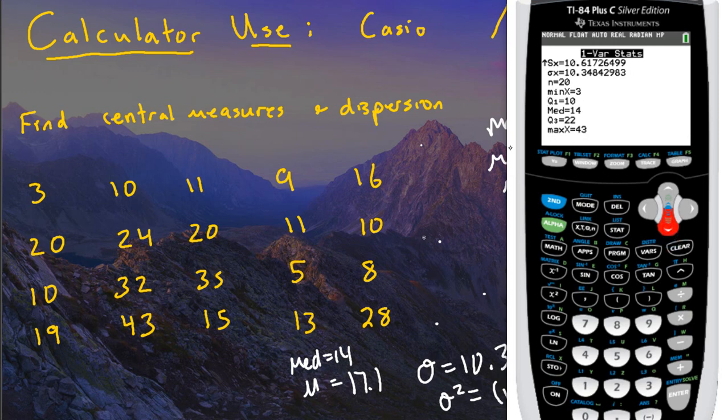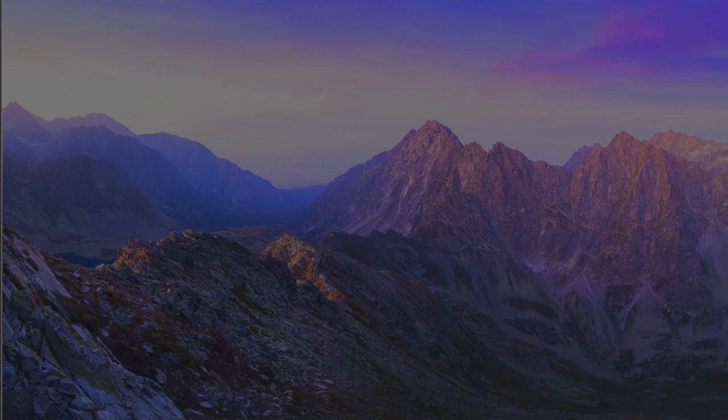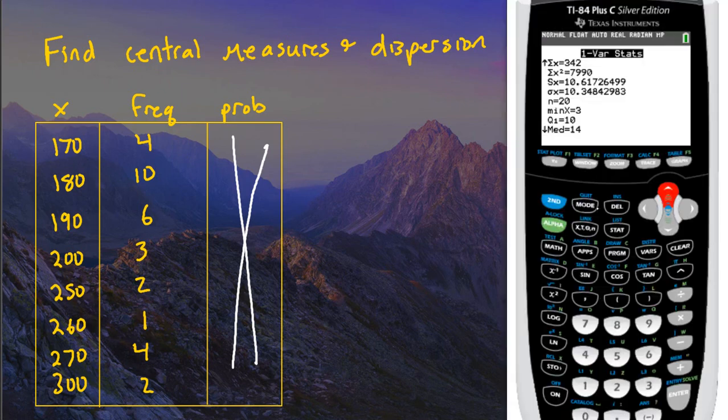And there we have all our information. So our mode, I don't think this gave it to us, but our mode would be, looks like it's 10 because that happens the most frequent. All right, so now on this example, I have a table. Now, I don't really care about the probability right here, though we did find those probabilities. Since I'm using the calculator, I can do the data and the frequency and have no problems.